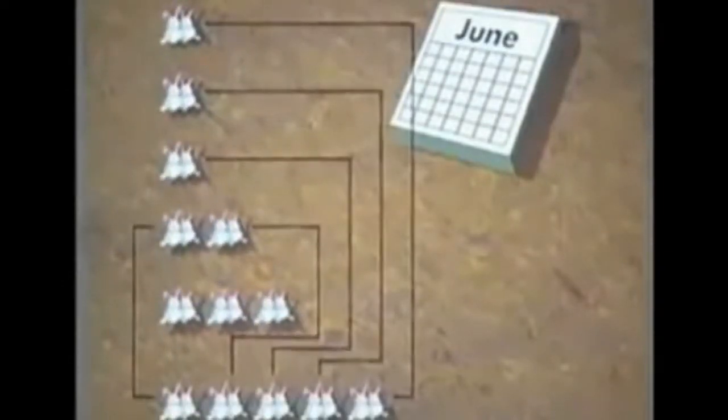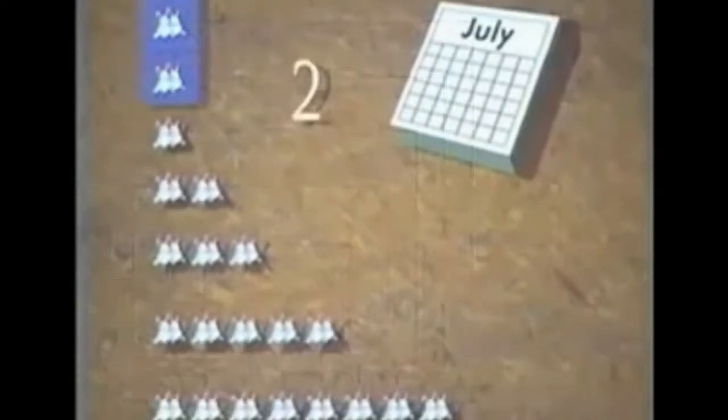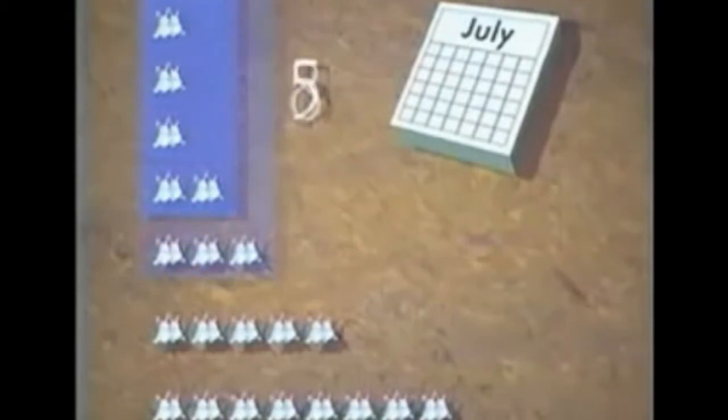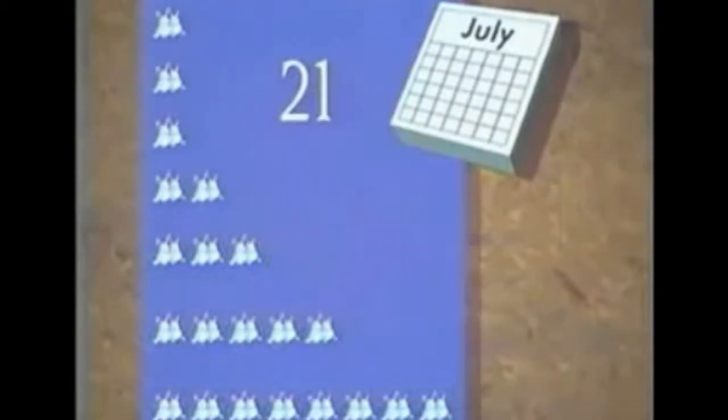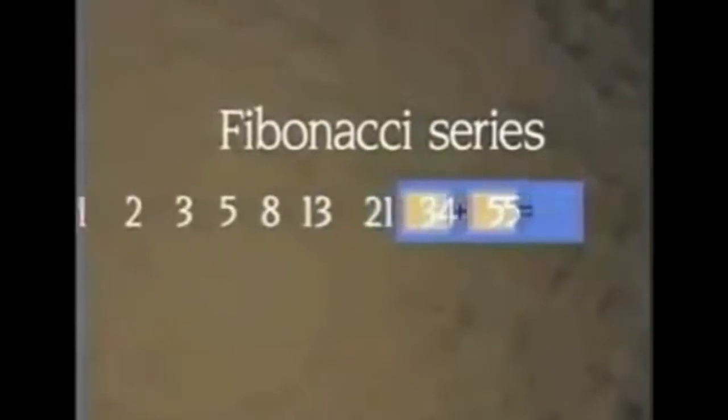The number of rabbit couples increased in a certain sequence each month: 1, 2, 3, 5, 8, 13, 21, and so on. Each number in this series equals the sum of the two previous numbers. 3 plus 5 equals 8, 5 plus 8 equals 13, and so on. These numbers, growing to infinity, are known as the Fibonacci series.